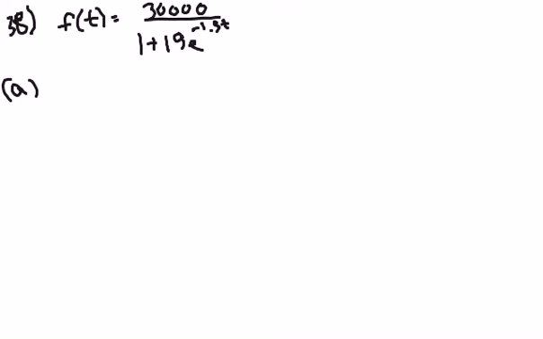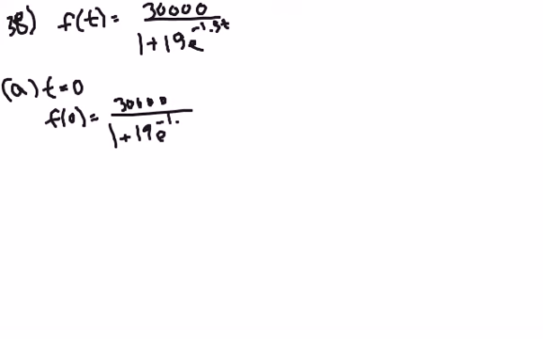Part A is actually just a recognition of the numbers in the function and what they represent. So how many people are ill when the outbreak first began? That means that t is 0. So if I plug in 0, I'll get the following. This will give me e to the 0, which is 1.